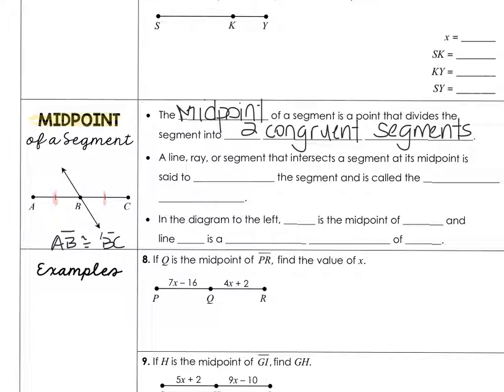Okay? A line, ray, or a segment that intersects another segment at its midpoint. So that is this right here. This happens to be a line. It's going through the midpoint. So first off, it's said to bisect that segment if it goes through the midpoint. And then it is called a segment bisector.